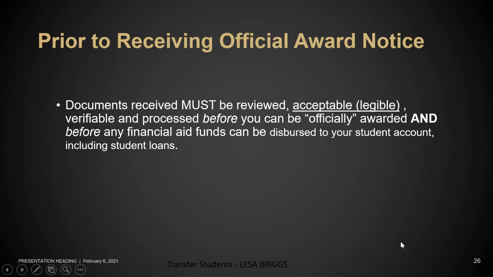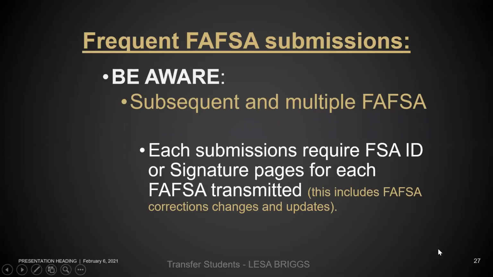If you don't have your tax information, which you should have, because the information that's requested on the 2021-22 FAFSA is for 2019, so that tax information should already be complete. But if you don't have it, you can put in estimated information and submit your FAFSA, but you will have to later go in and update that information with the appropriate tax information.